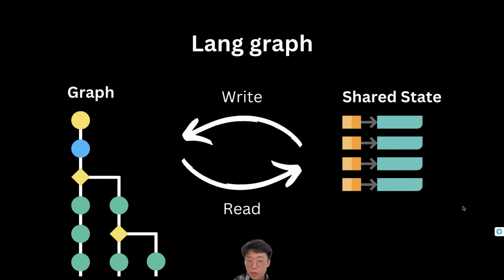Fundamentally, LangGraph has two key components. One is the graph, which you can just consider as a flow. Another is the shared state. The shared state is a memory or context that is going to be shared across all different steps.